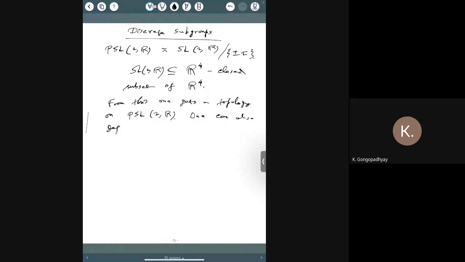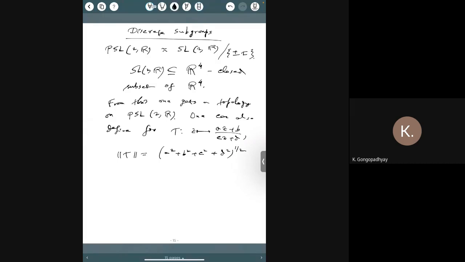One can also define, for T, the norm of T to be the usual norm from R4.